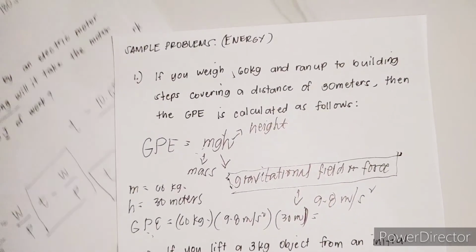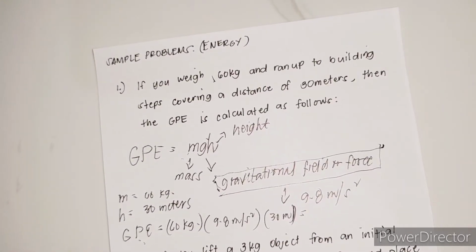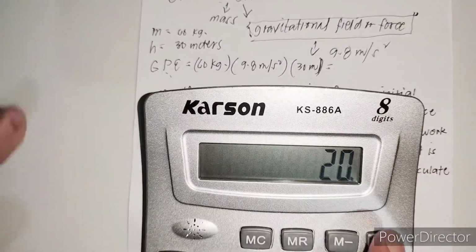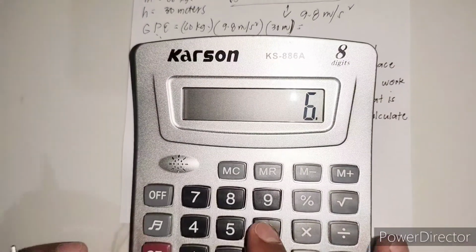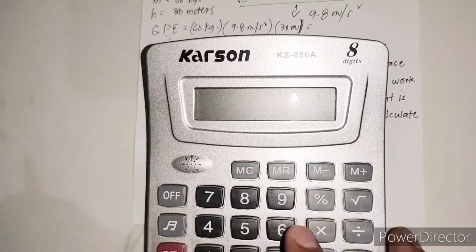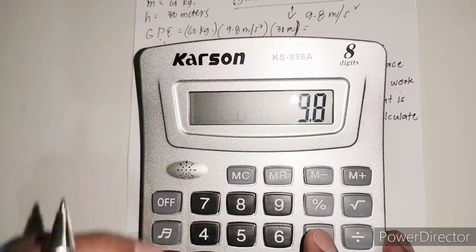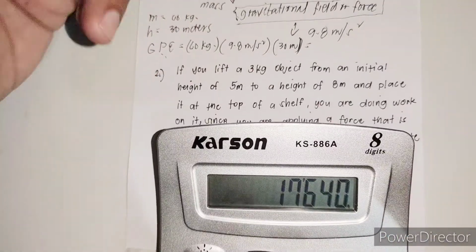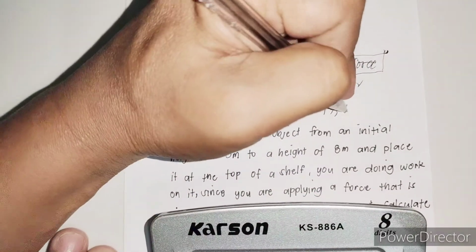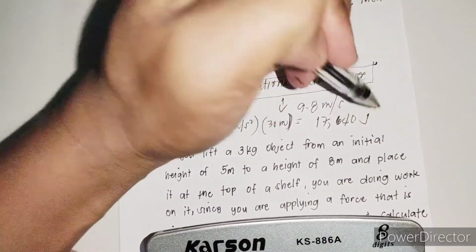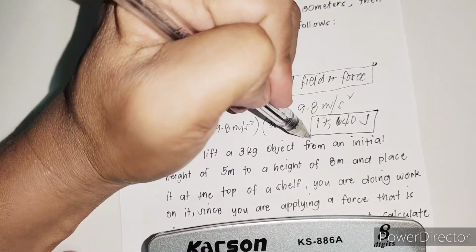So when we multiply, using our calculator, we have 60 times 9.8 times 30, which is equal to 17,640 joules, and the unit of energy is joules. Okay, this is our answer.